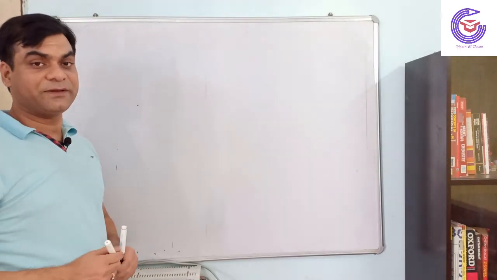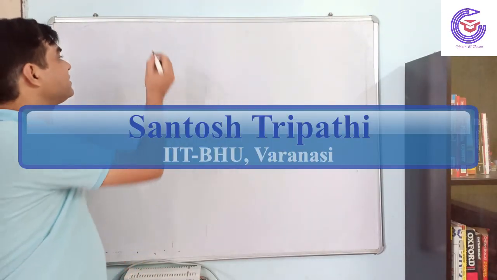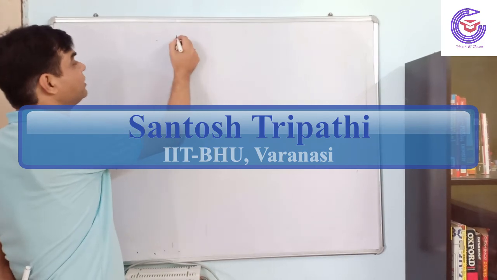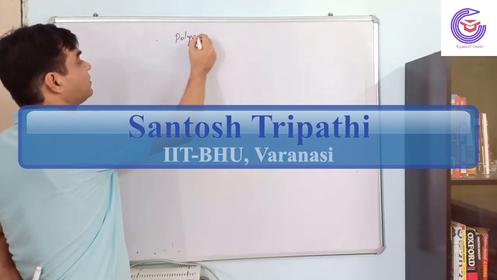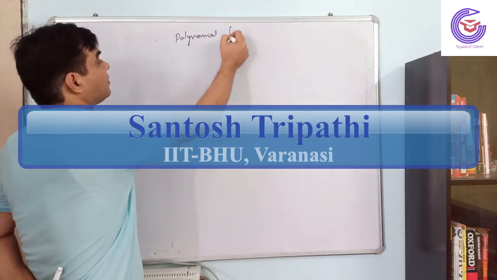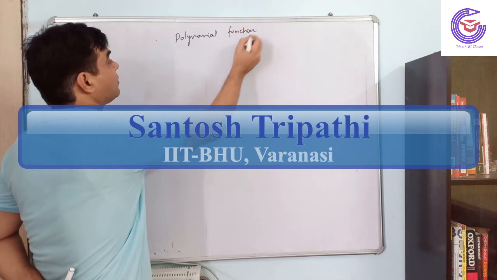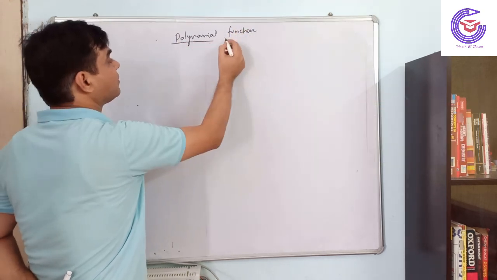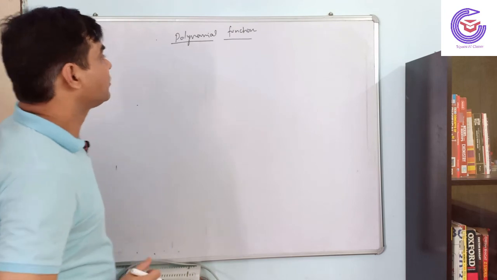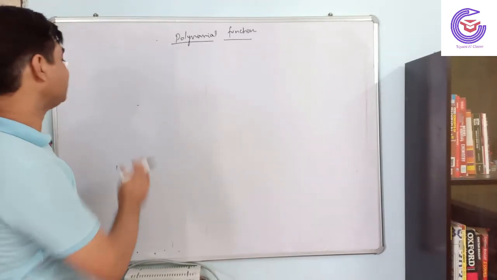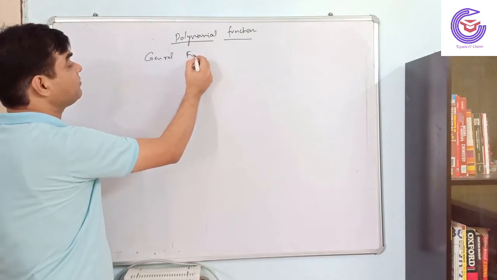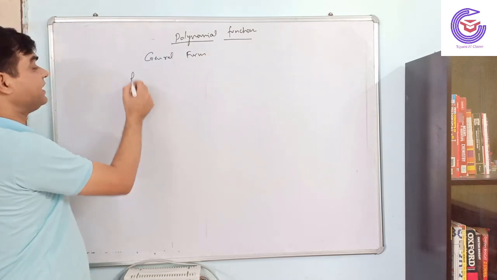Okay, coming to the algebraic function, the first one is the polynomial function. So first we will talk about the polynomial function. In polynomial function, the general form is something like this.